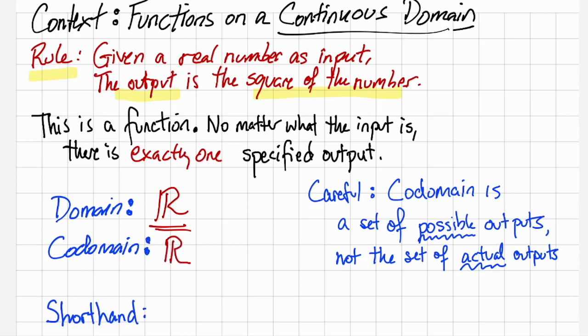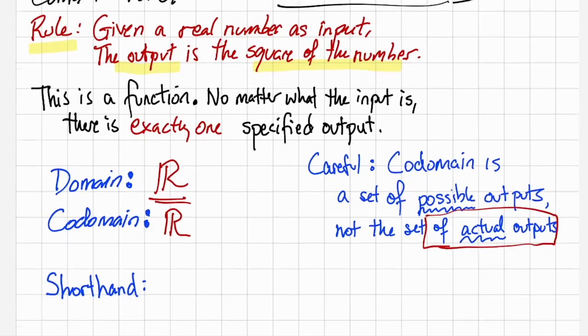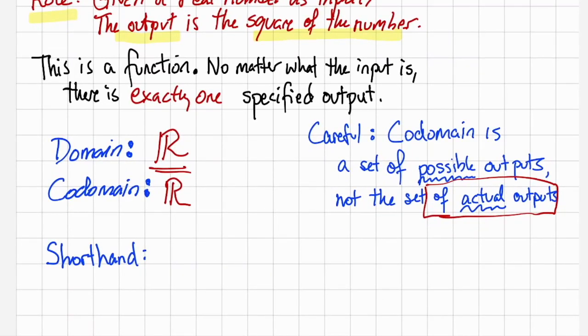Recognize that this codomain is not the same as the set of actual outputs. It's just a set of possible outputs for this function. The shorthand we would have written for this function is f goes from R to R, because the domain is all real numbers and the codomain is also all real numbers.